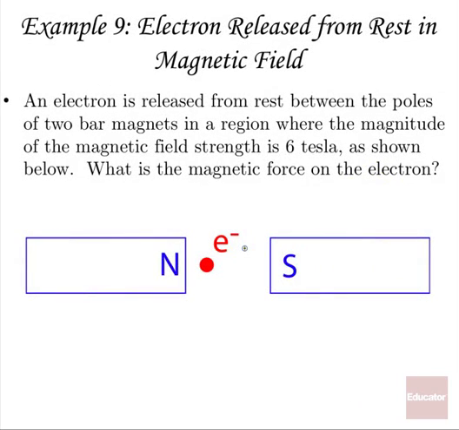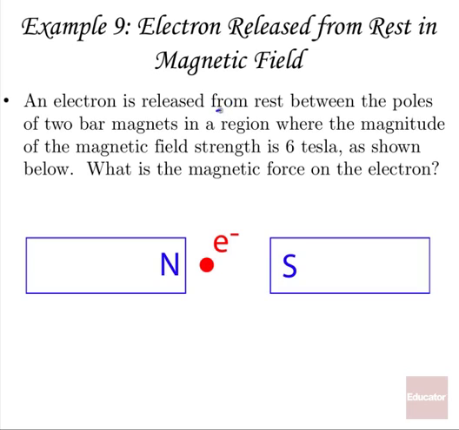All right, last question. An electron released from rest in a magnetic field. An electron is released from rest between the poles of 2 bar magnets in a region where the magnitude of the magnetic field strength is 6 Tesla, as shown below. What's the magnetic force on the electron?